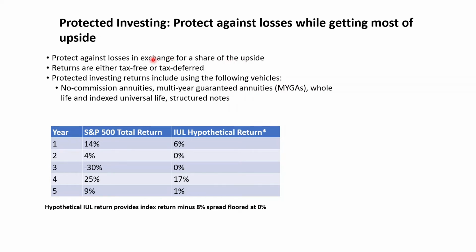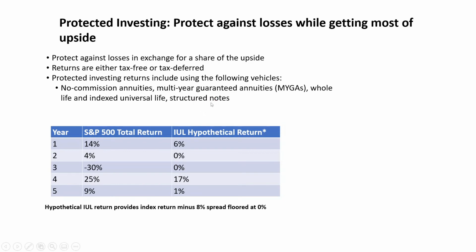But the upside here is you're reducing the volatility. Also, the returns are either tax-free or tax-deferred. So you're getting multiple benefits in exchange for giving up some of the upside. You're making the vehicle itself or the returns more tax-efficient, and you're protecting against volatility by protecting against losses. Now let's quickly talk about some examples of protected investing. What vehicles are they? Here's a list of a couple of them: no commission annuities, multi-year guaranteed annuities, whole life insurance, indexed universal life, and structured notes.